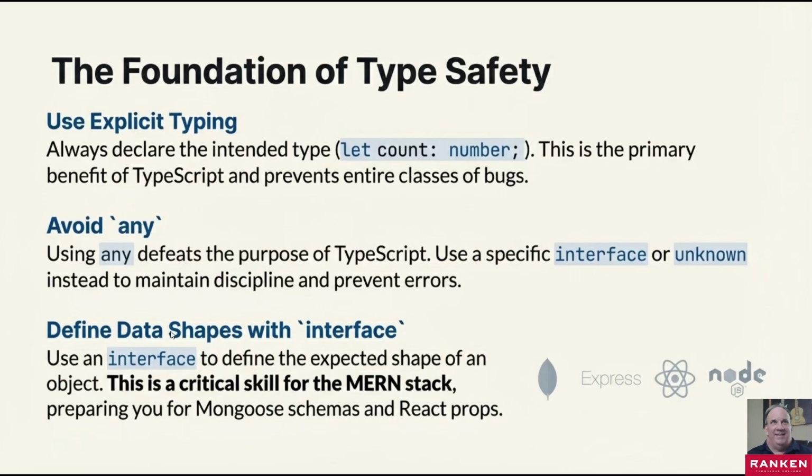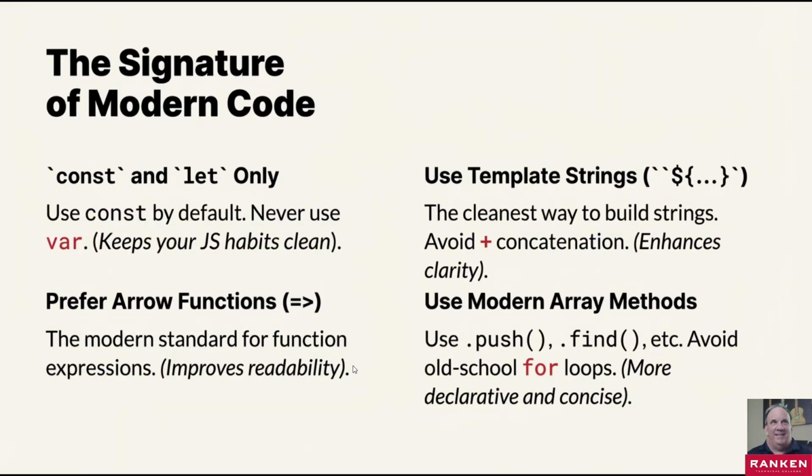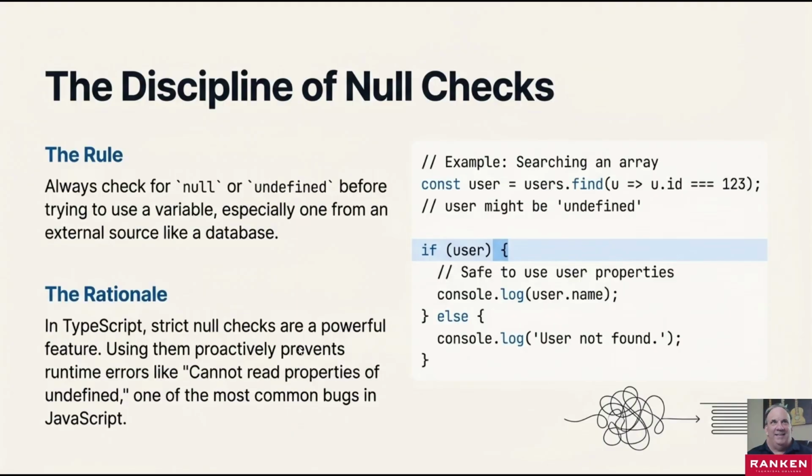Define the data shapes with the interface. Use the interface to define the expected shape of an object. This is a critical skill for the full stack. Okay, these are just our basic stuff that we've all discussed already.